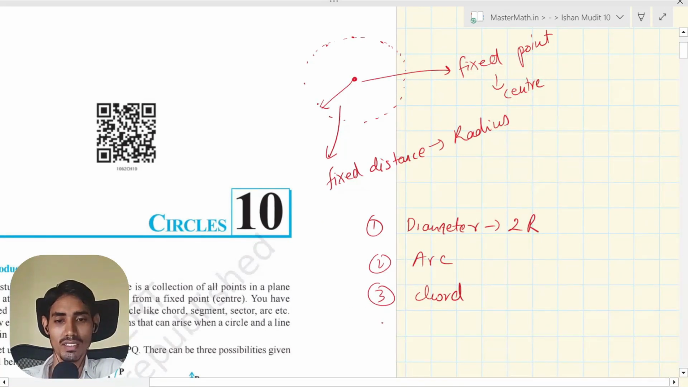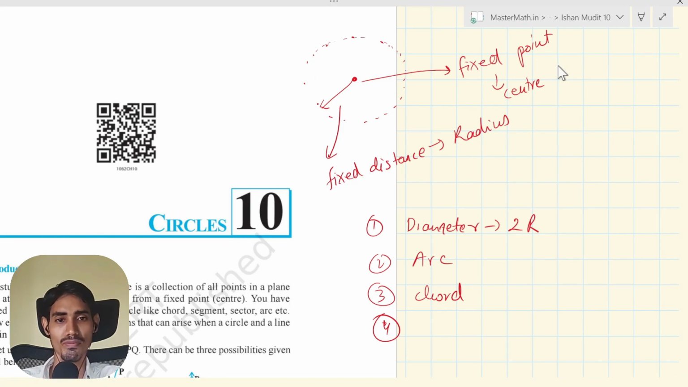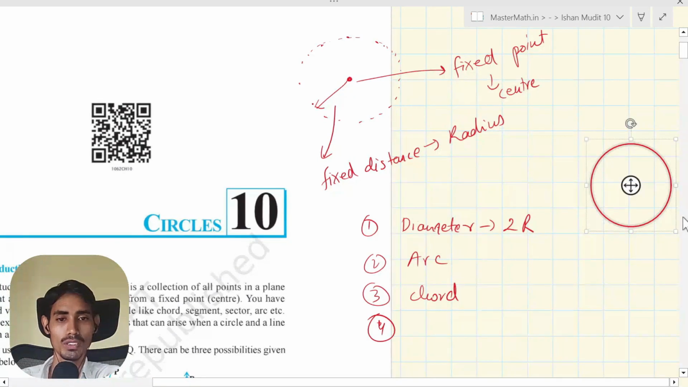Now what are arc and chord? Okay, first tell me this, then we'll come to the others. Arc. Yes, Mohita. It's the distance on the circumference between 2 points on the circle. Okay. So it is the distance between the 2 points.